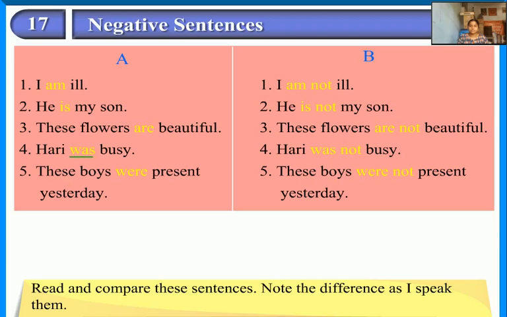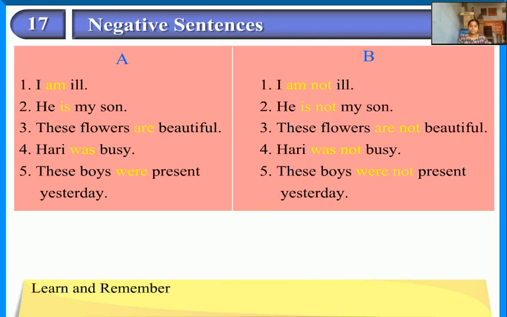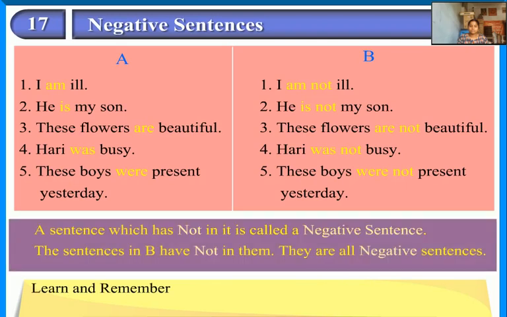Hari was busy. Hari was not busy. These boys were present yesterday. These boys were not present yesterday. Learn and remember. A sentence which has not in it is called a negative sentence. The sentences in B have not in them. They are all negative sentences.